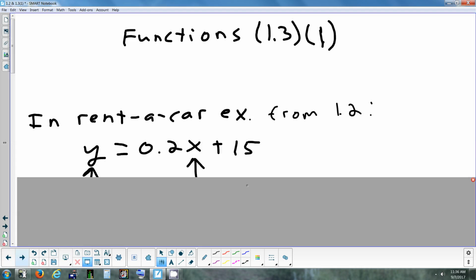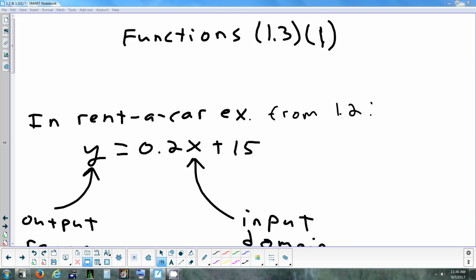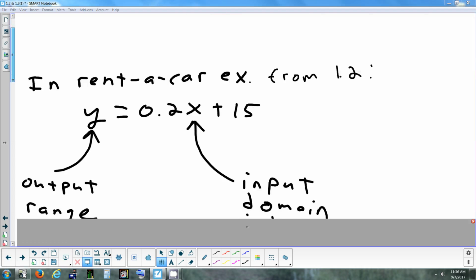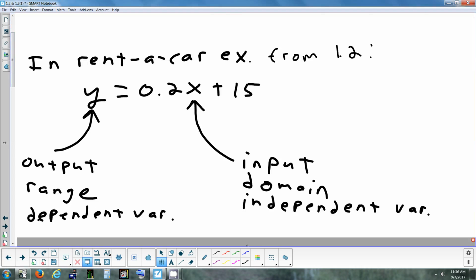All right, so the last thing we're going to look at is part of section 1.3, which is on functions. And this problem that we did, the rent-a-car problem from section 1.2, that equation is an example of a function. The x value, the one that you plug in for, is called the input. The y value is called the output.